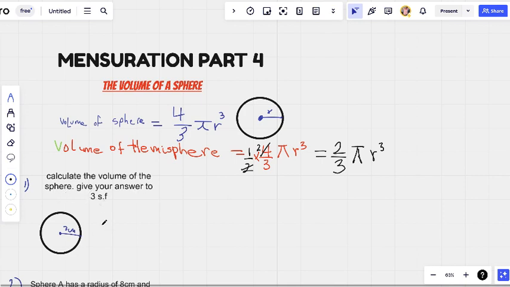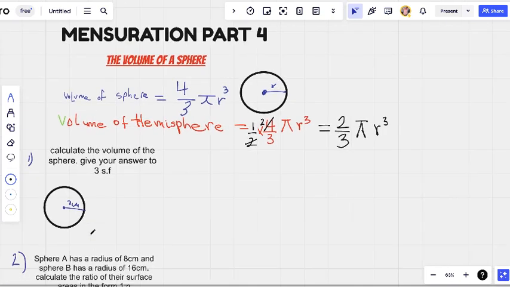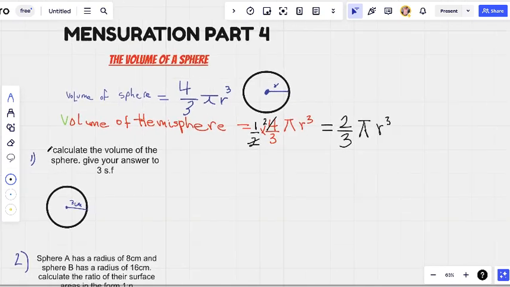Give your answer to 3 significant figures. Now, I will make this as A. The B part will be the hemisphere. Calculate the volume of the hemisphere will be the B part of question number 1. So I'm not going to repeat the question. I will just put B.